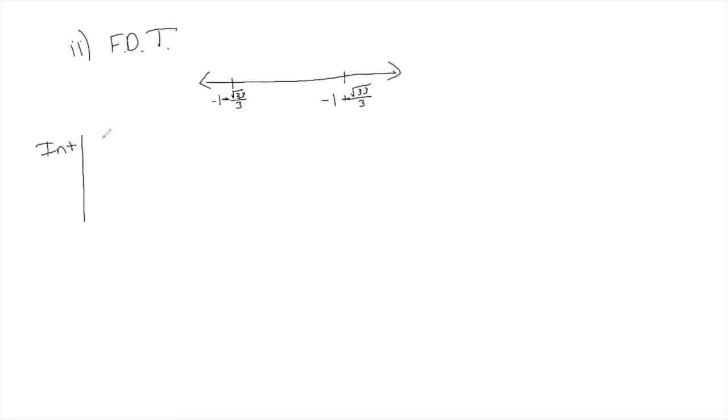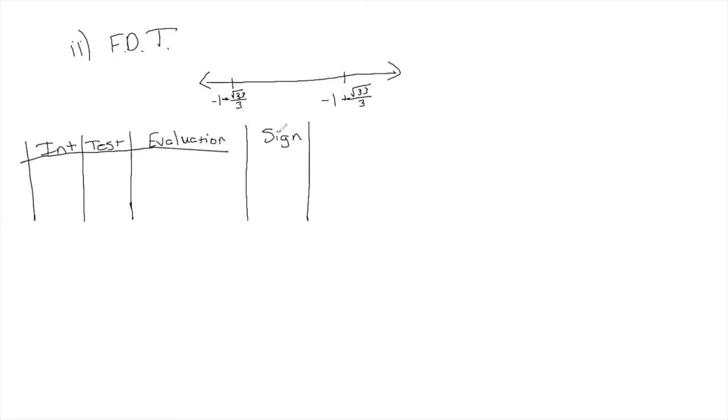So I have intervals, test values, my evaluation. I'll leave a little bit extra space for that because that's a little bit more work. And then what is the sign that corresponds to that evaluation? I'll explain this in a second here.